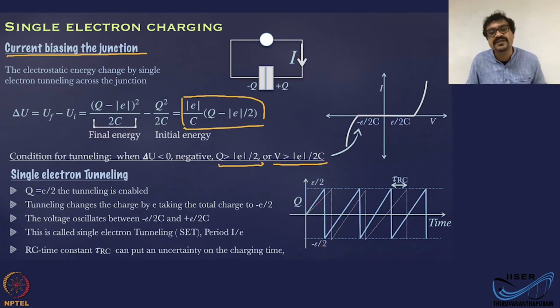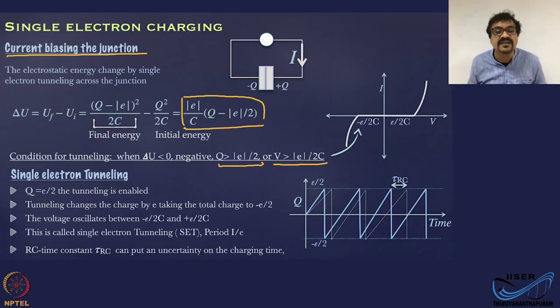Okay. Then again, the charging will take it to E by 2. Then again, another tunneling, then the total charge is going to be brought back to minus E by 2. And this is going to repeat. So, you have a charging process, then discharge, 1 electron. Charging process, discharge, 1 electron. That is going to happen one by one.